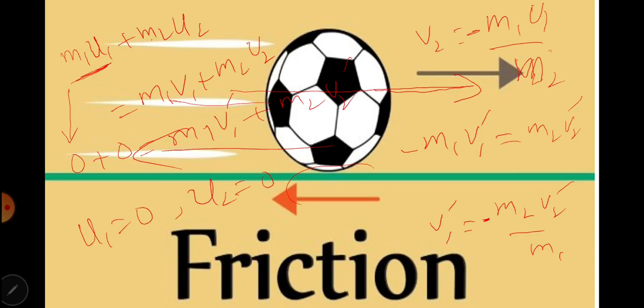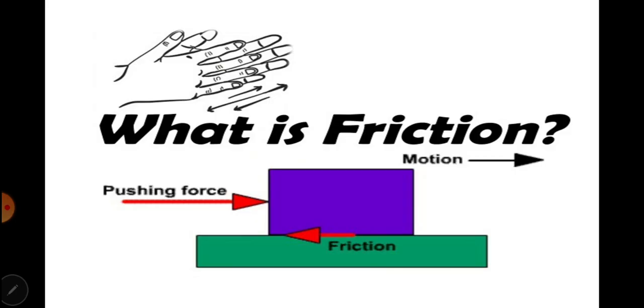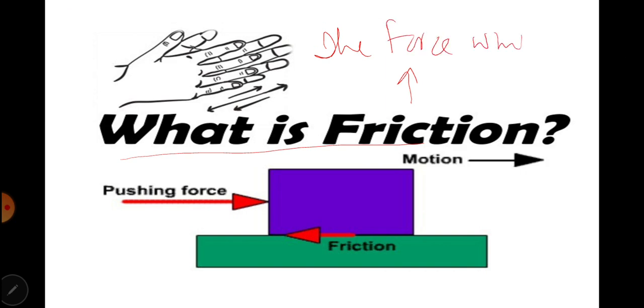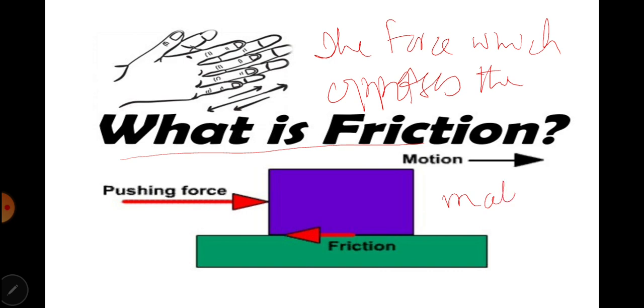Now the next topic is friction. I will explain a little bit. What is friction? Friction is the opposition to the motion. It is the force which opposes the motion of the body over another surface.